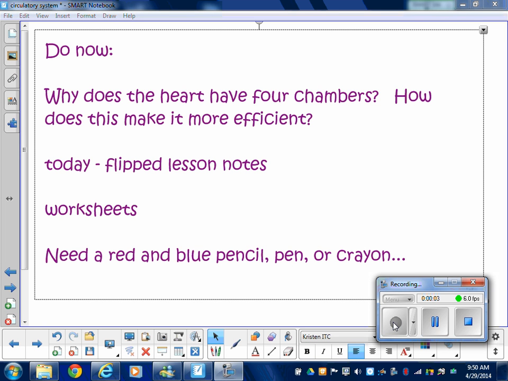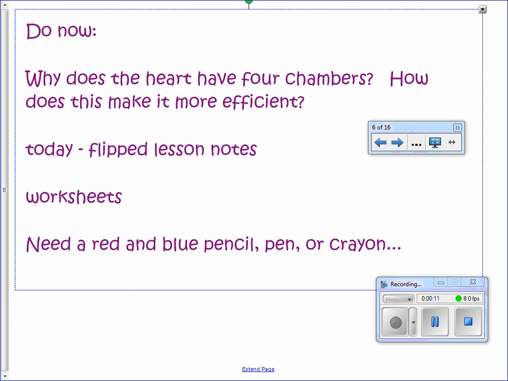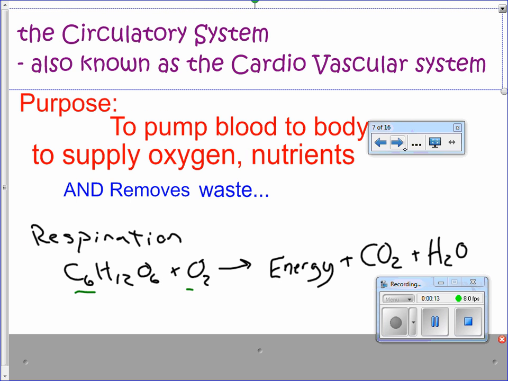This week we are studying the circulatory system. On our Do Now, we talked about the four chambers of the heart, which we will come back to in just a minute. But first, let's talk about the purpose of the circulatory system or the cardiovascular system.